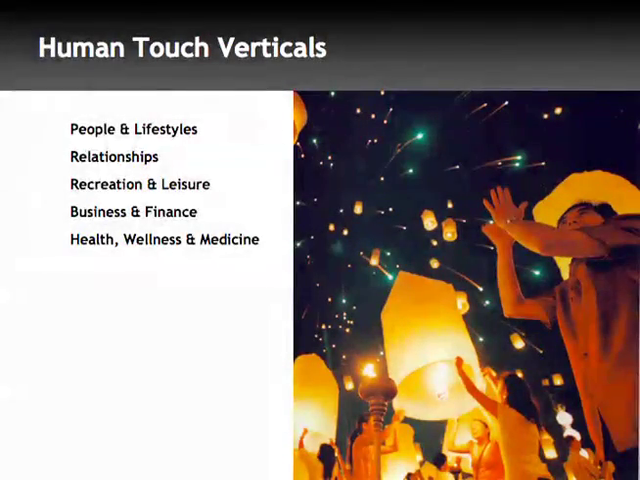So then we come to the end where we shared a few human touch verticals, and when we talk about verticals, we really mean the subject categories where we think the trends from this brief will have the most impact. The top 5 that you see here we'll go into in a bit more detail: people and lifestyles, relationships, recreation and leisure, business and finance, health, wellness, and medicine. However, those are just the top 5 verticals from Human Touch. Additional verticals that were included in the brief were food and beverage, education, architecture, sports, holidays and special events, communication, and travel and vacation.